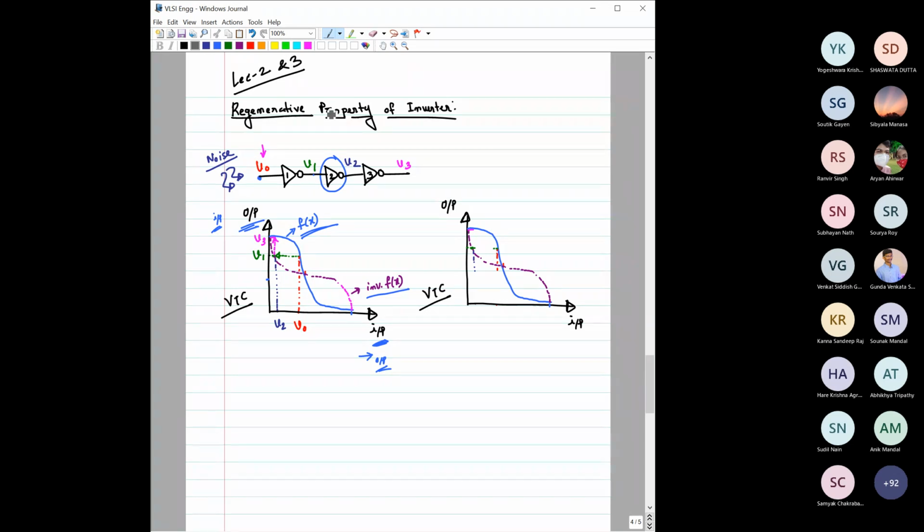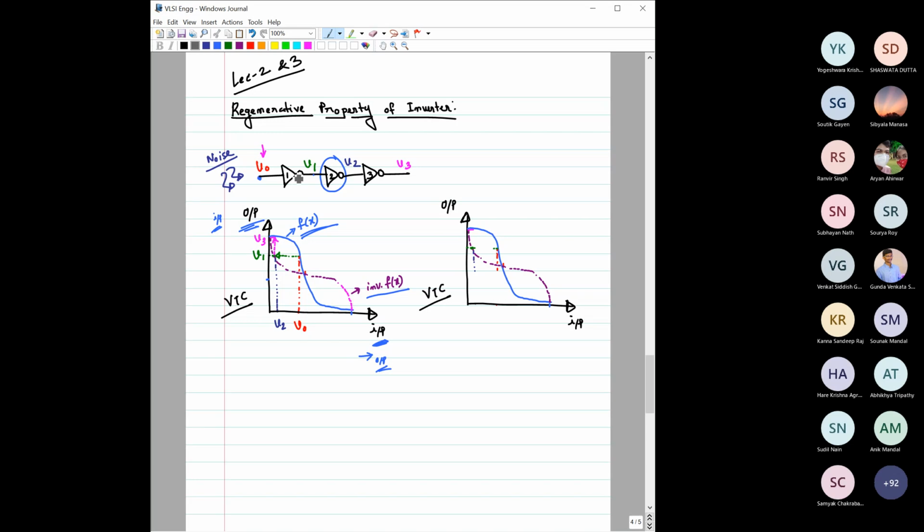So here, this is the regenerative property of inverter. Here you can see instead of 2, we have taken 3, just to illustrate the concept. So we have taken 3 and we have considered the input as V1. The first stage input is V0. The output of first stage is V1. Second one, the output of the second stage is V2. Output of the third stage is V3. Right? So this is inverter.